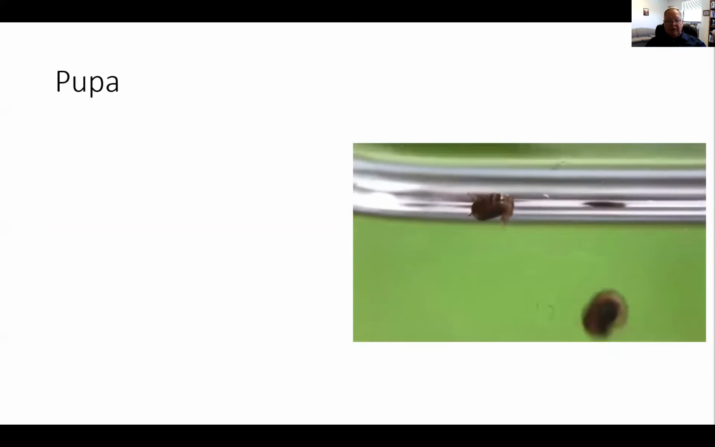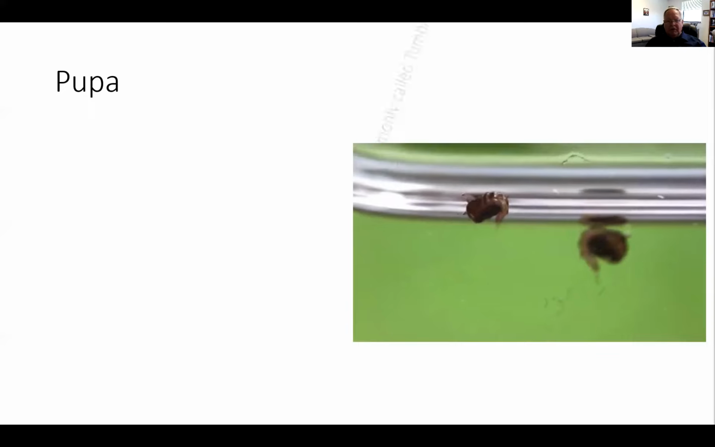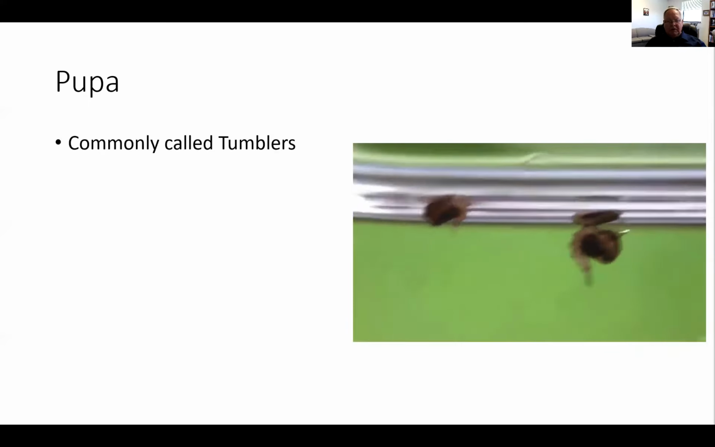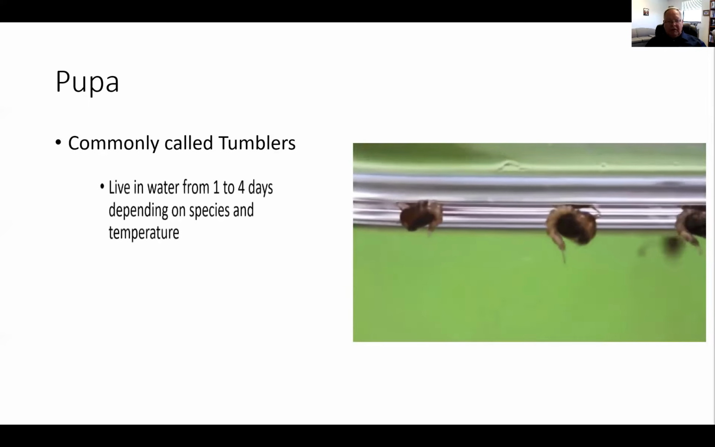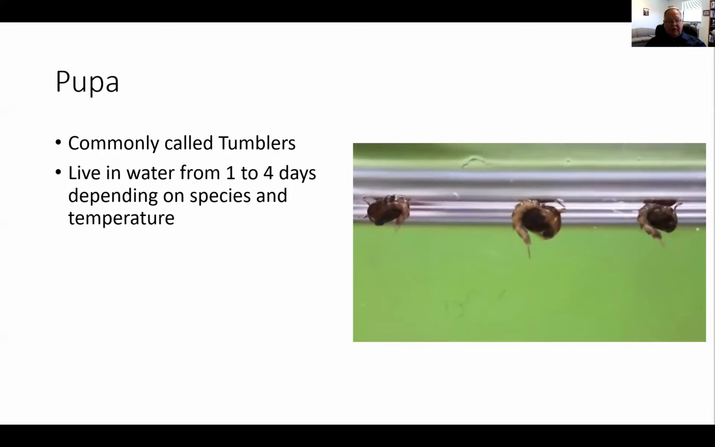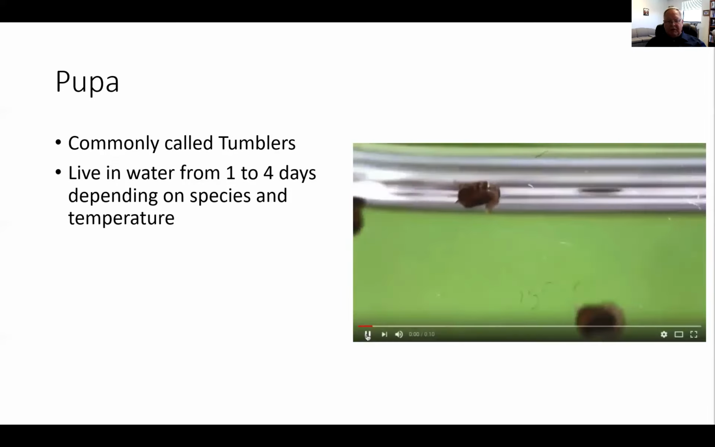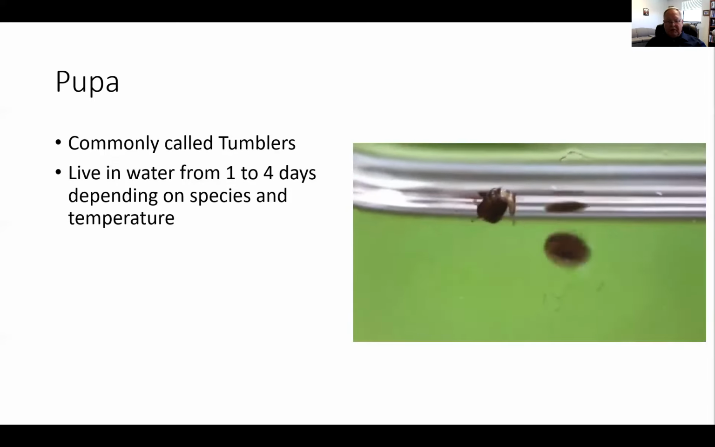Okay. Here is a pupa swimming. You see it there. These are commonly called tumblers. Okay. And they live in the water from 1 to 4 days, depending upon the species and also upon the temperature. So that's just bouncing around.